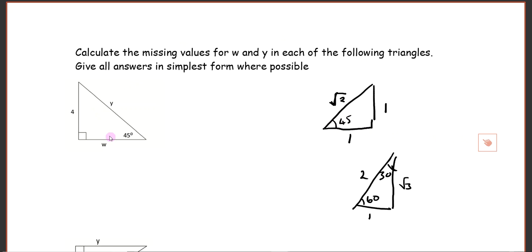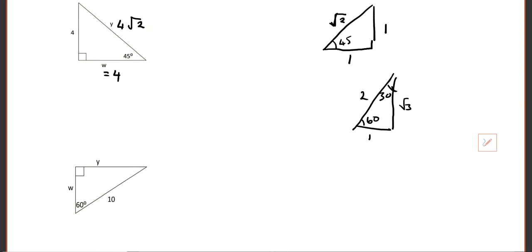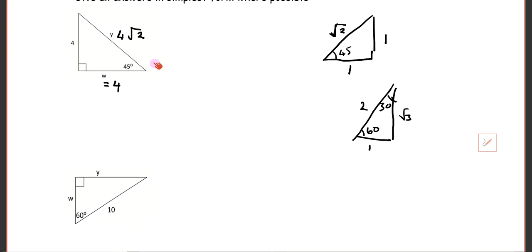So this one then, I know it's 45. That's 4, so it goes with that 1. So it's 4 times bigger. So W will be 4 and Y will be 4 times root 2. Simple as that. W is 4, Y is 4 root 2.